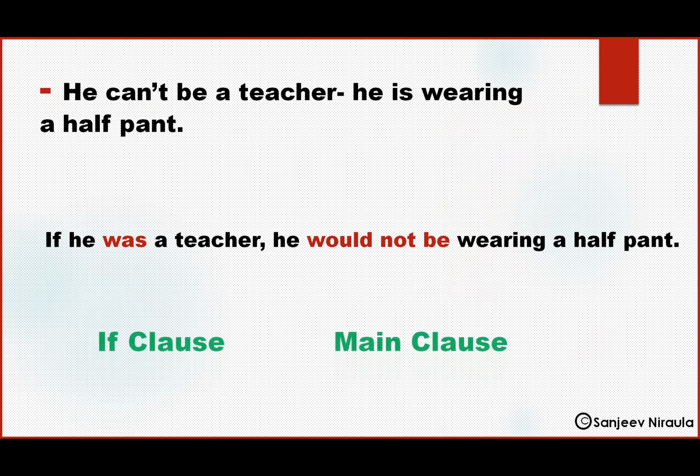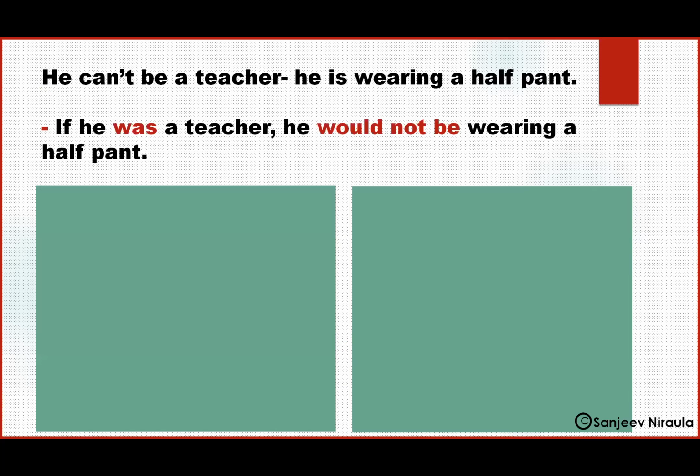In this very example, if he was a teacher, he would not be wearing a half pant. In this conditional sentence, there are two clauses, the if clause and the main clause. The if clause is the clause that begins with if, for instance, if he was a teacher, and the main clause is the clause that comes after the comma: he would not be wearing a half pant. So when we are using if sentences for deduction, there are certain rules that we need to follow in the if clause, and there are certain rules that we need to follow in the main clause. So what are the rules of the if clause?